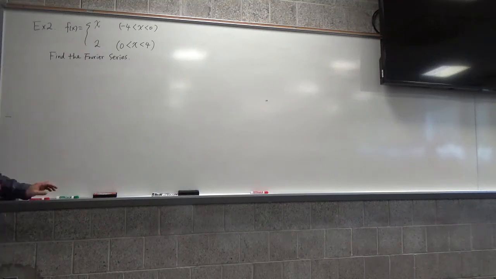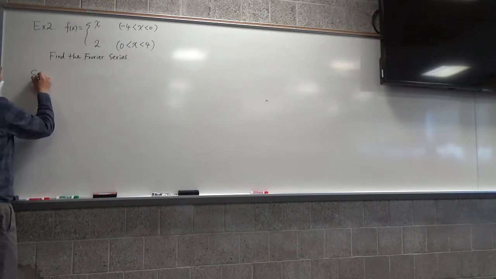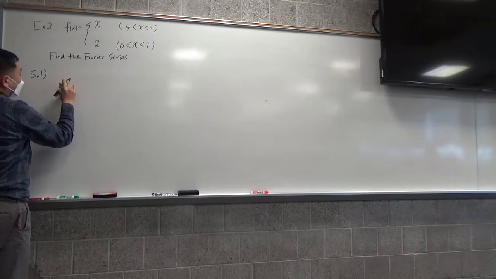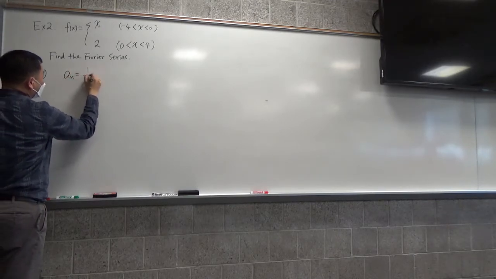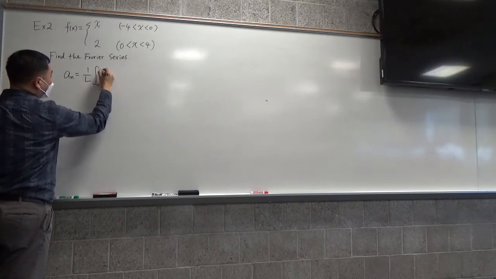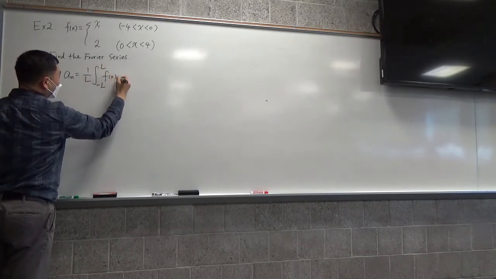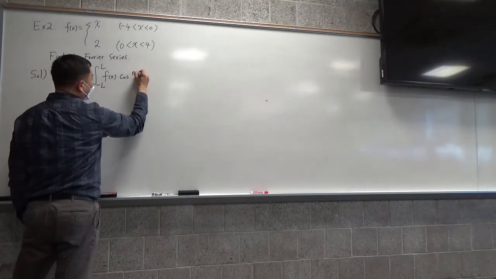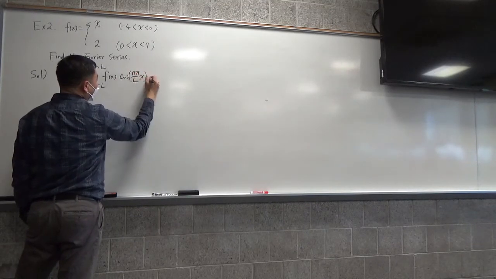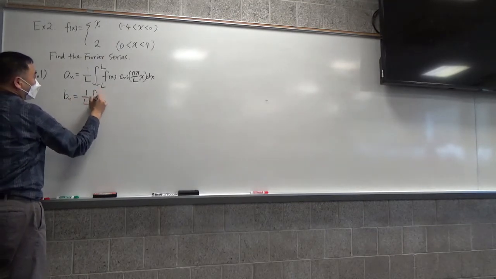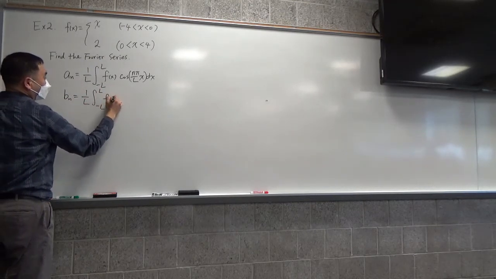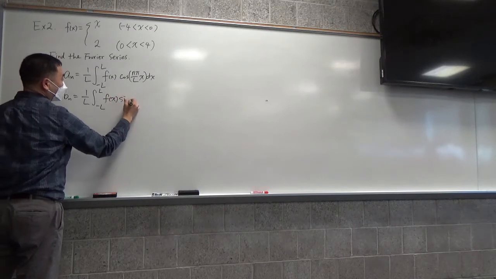Piecewise functions, you still have to solve the integrals. So remember the formulas: a(n) equals 1 over L, integration from negative L to L of f of x cosine n pi over L x dx. And b(n) is the same thing, but you integrate against a sine function.